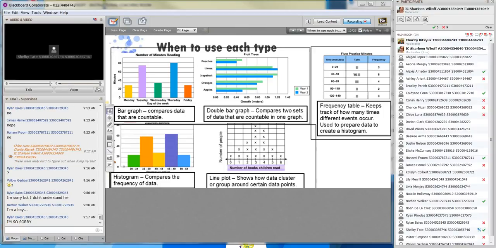Histogram compares the frequency data of data. Line plot shows how data cluster or group around certain data points.